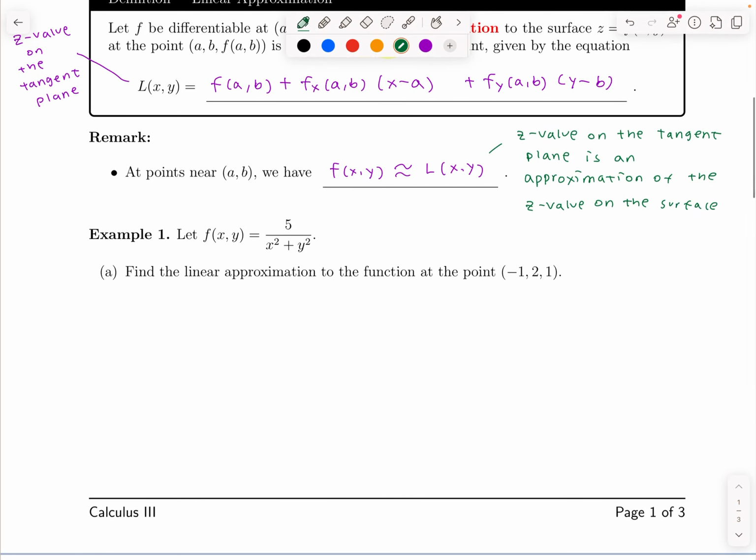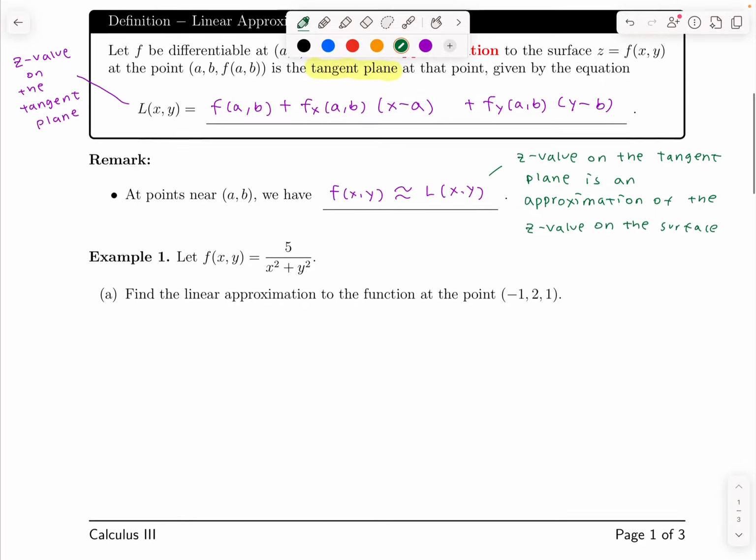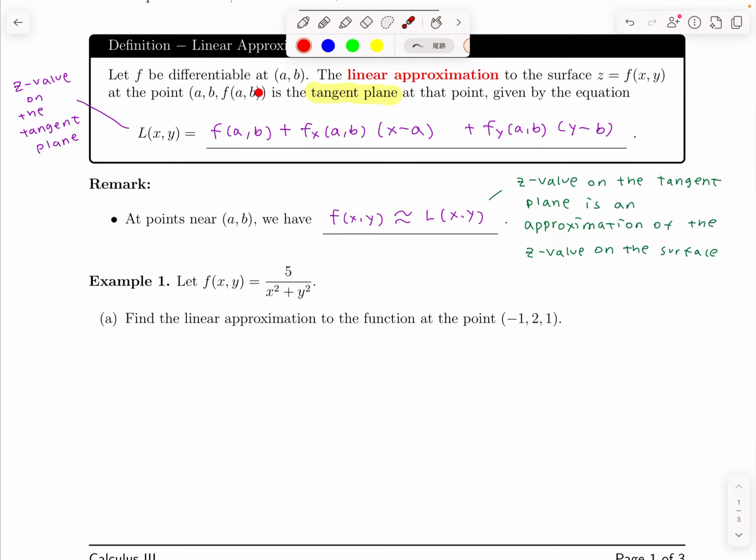We have our function f of x comma y equals pi over x squared plus y squared, and we would like to find a linear approximation to the function at the point (-1, 2, 1). To find the linear approximation, we will use the formula right here. You will need the z value, which we have. That will be 1 right here.